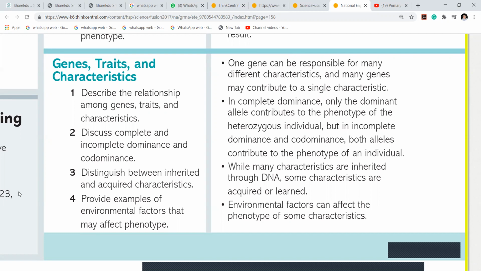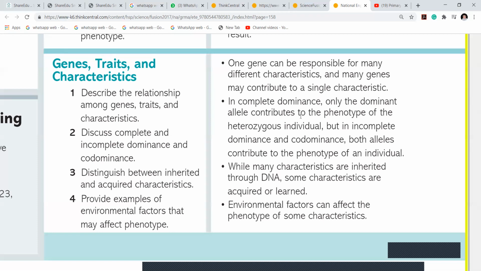Miss, what's the answer? Right side. Okay, miss. In complete dominance, only the dominant allele contributes to the phenotype of the heterozygous individual, but in incomplete dominance and codominance, both alleles contribute to the phenotype of an individual.